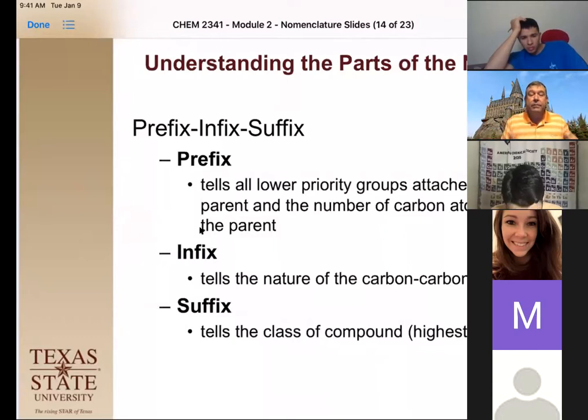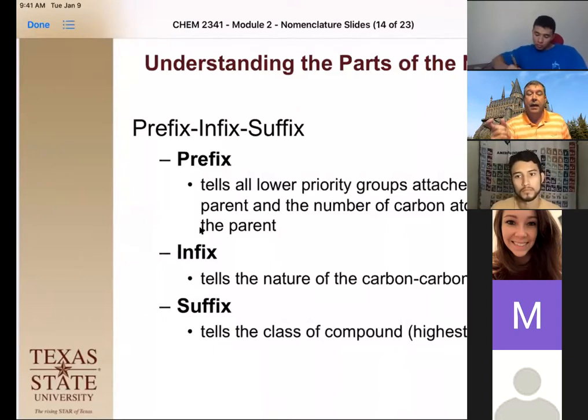Now, the infix tells us the nature of the carbon-carbon bonds, okay? So if we only have single carbon-carbon bonds, that's gonna give us one name. If we have a carbon-carbon double bond, that's gonna give us a different infix. And if we have a carbon-carbon triple bond, that's gonna give us a different infix. And we can even have mixtures of those, and we have a rule for doing that as well, okay?